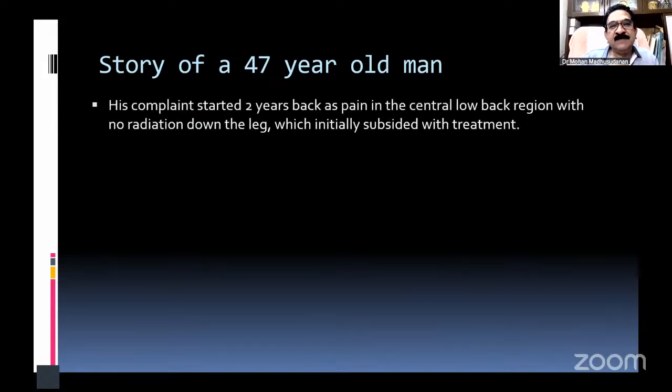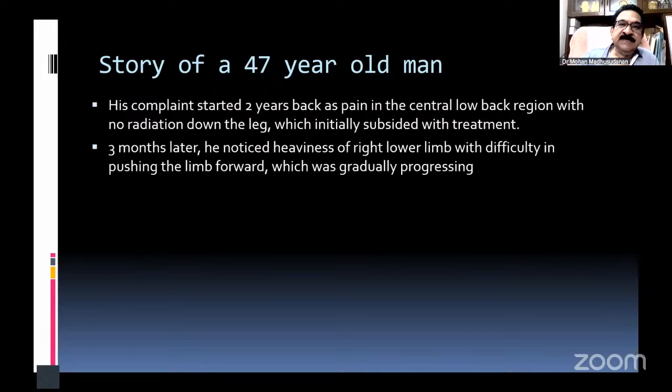It's a 47-year-old man. His complaint started 2 years back as pain in the central low back region with no radiation down the leg, which initially subsided with treatment, probably analgesic treatment. 3 months later, he noticed heaviness of the right lower limb with difficulty in pushing the limb forward, which was gradually progressing.